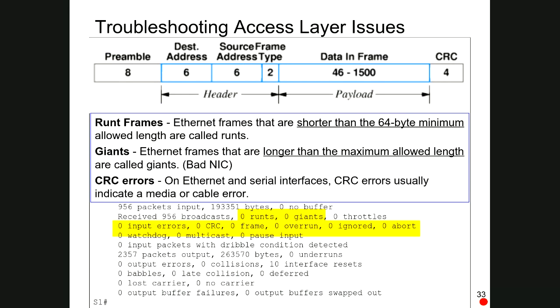Ethernet frames are supposed to be no smaller than 64 bytes or octets, and no bigger than 1,518 bytes or octets. Anything that's smaller than the 64 byte is called a runt. It's normally a collision fragment. Anything bigger than the maximum allowed is called a giant. That's probably a bad network interface adapter.